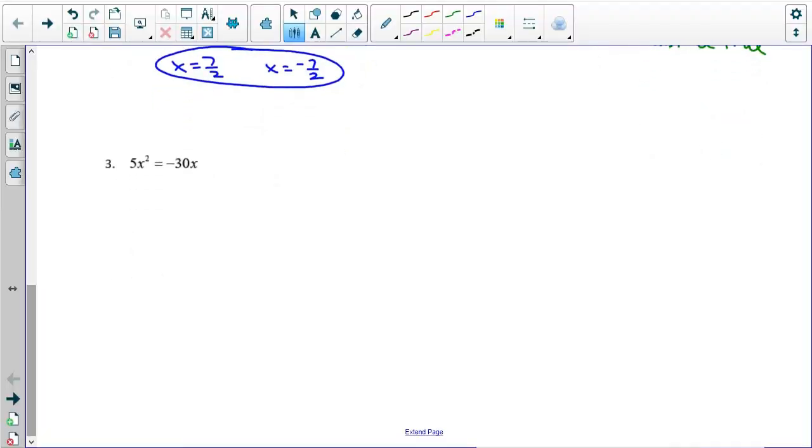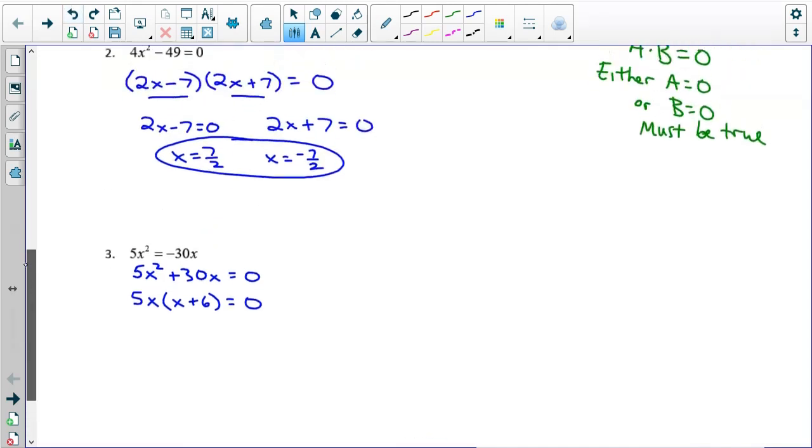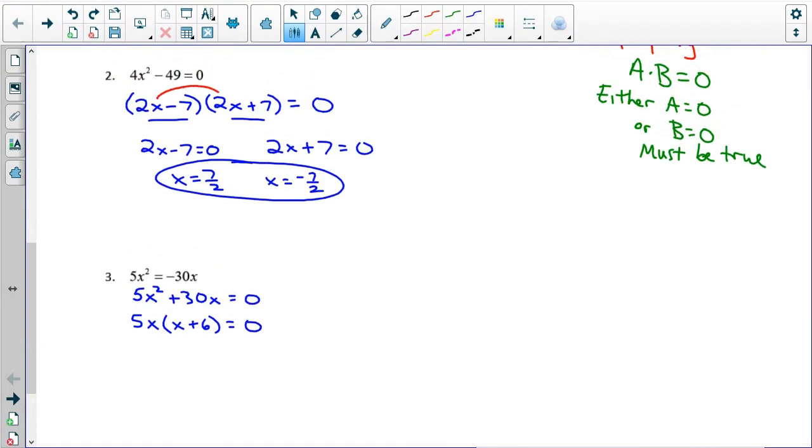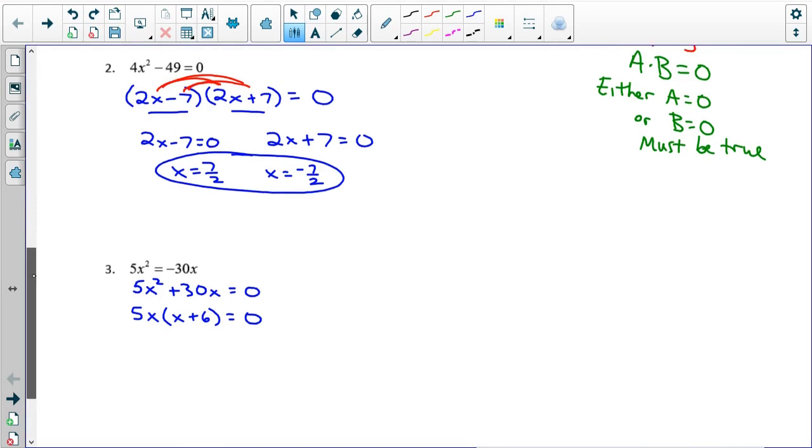Problem 3, I actually have to make sure that everything gets on one side if I'm going to factor this. So 5x squared plus 30x equals 0. This has a greatest common factor of 5x. So I'm going to factor that out. So I have 5x times x plus 6 equals 0. Notice that if I distributed this back in, I would get back what I started with. So that's important to note when I'm factoring out a greatest common factor, or any type of factoring. If I factored any of these problems, when I distributed everything back out, I should get what I started with when I'm done. So that's just something to keep in mind.